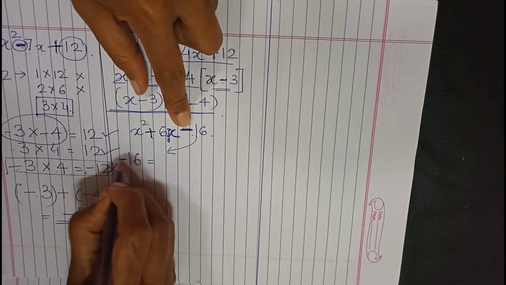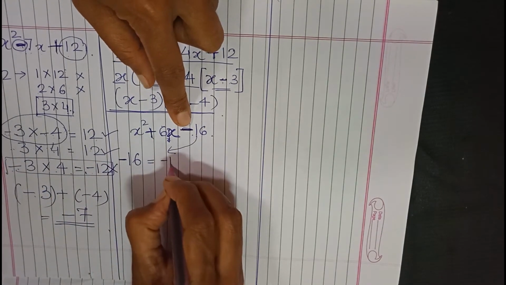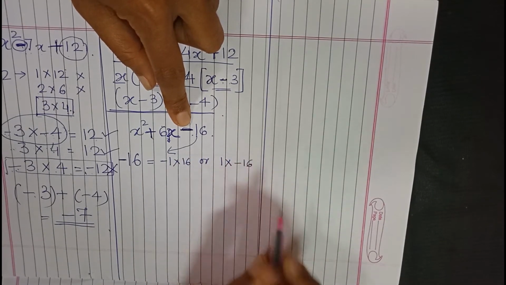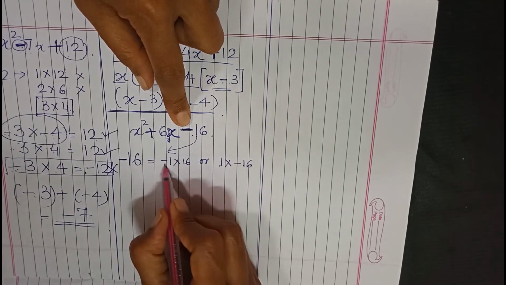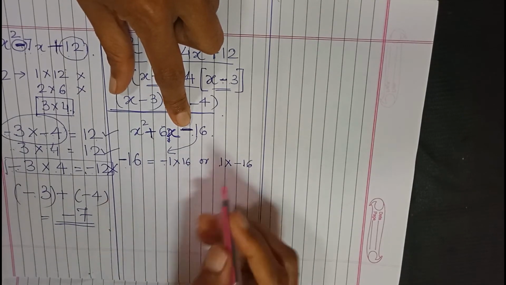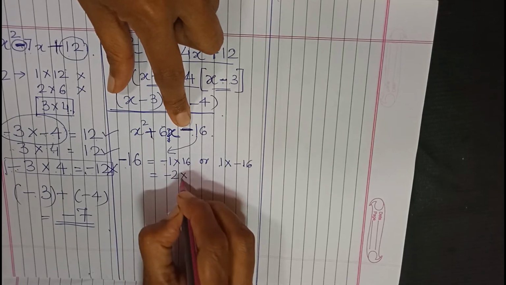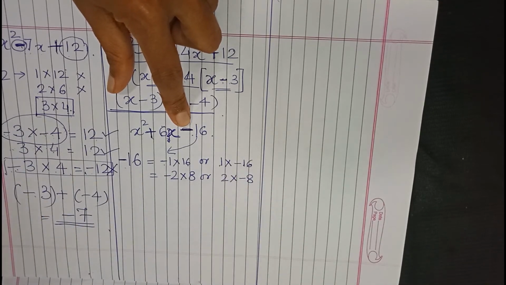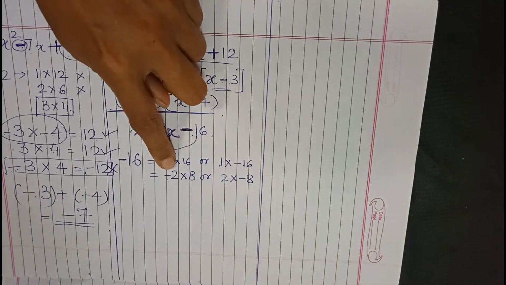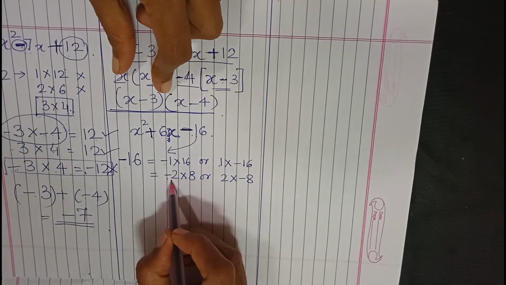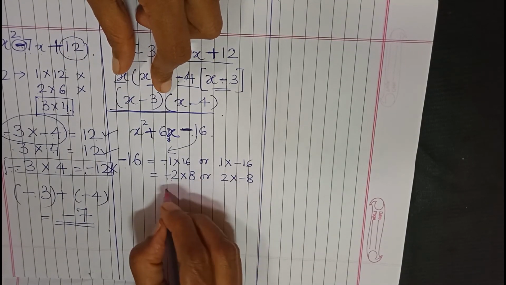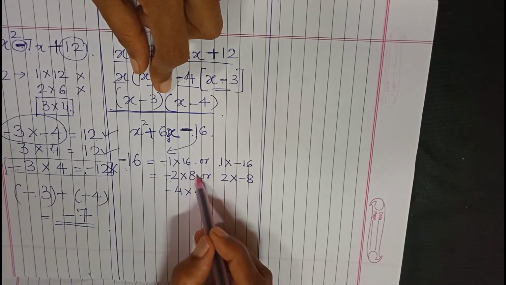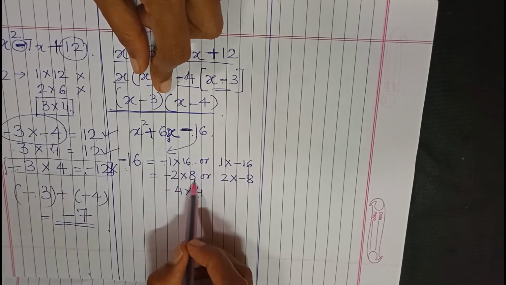So I want minus 16. Now how can I get minus 16? It can be minus 1 into 16 or 1 into minus 16. Now minus 16 into 1 is minus 16. Minus 1 into 16 is also minus 16. Or I can have it as minus 2 into 8 or 2 into minus 8. Again you can see minus into plus will be minus and 2 into 8 is 16. So either 2 will be negative or 8 will be negative. And the third option is minus 4 into 4. This also gives us 16. So we got three factors, 1 and 16, 2 and 8, 4 and 4.